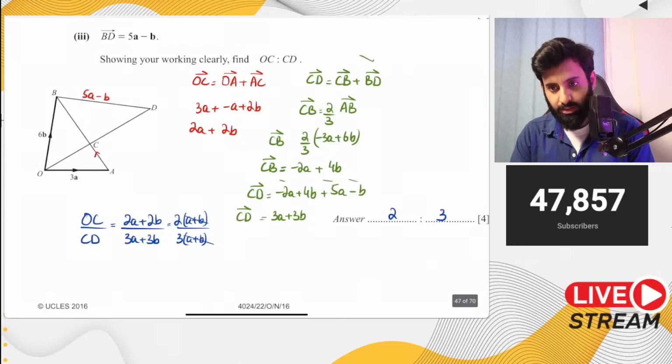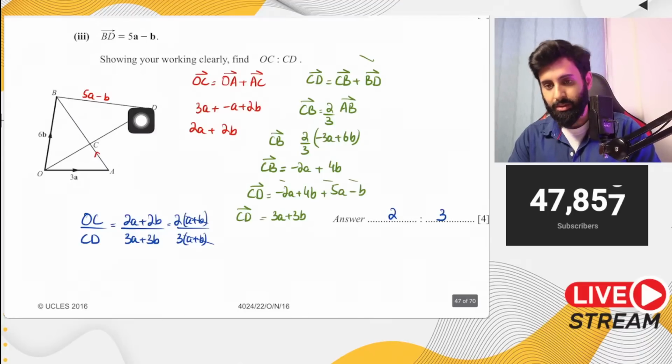DA फाइंड कैसे किया? DA फाइंड करने की ज़रूरत ही नहीं है. Nobody's asking you to find out DA. I mean, if you really want to do it, you can. All you gotta do is go from A to B and then from B to D.